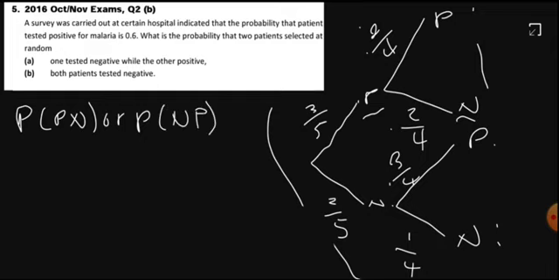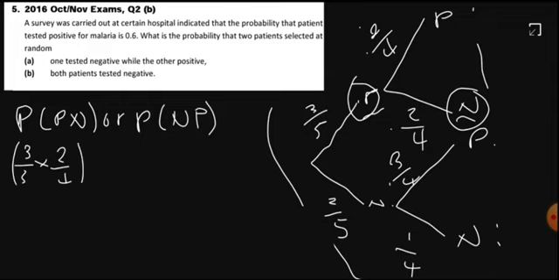Now the question is, what is the probability that one tested negative while the other positive? Now we don't know the order, unless they specify that the first one should be negative and the second one should be positive. Here we don't know the order. So we can say probability of positive and negative, or probability of negative and positive. If we pick P, then N, we are having 3 over 5 times 2 over 4.